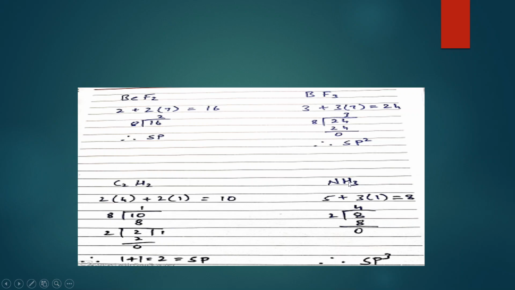Now let us see ammonia, that is NH3. 5 valence electrons are present in nitrogen, 1 in hydrogen, so it sums up to 8. We have learned that if the sum is equal to 8, then also you have to divide it by 2. So 2 into 4s are 8, 0 remaining. So there are 4 orbitals taking part in NH3, that makes its hybridization sp3.